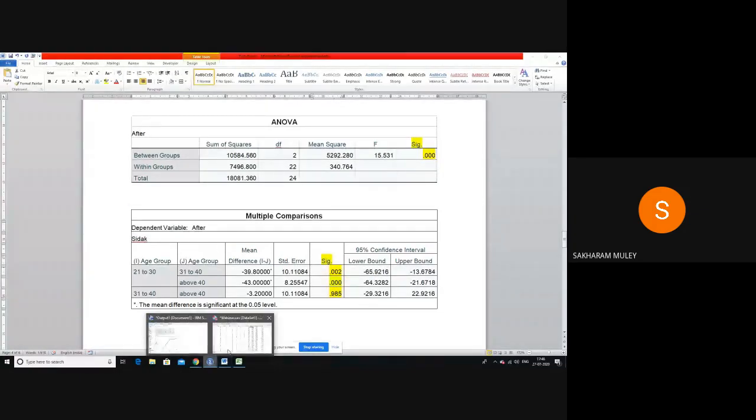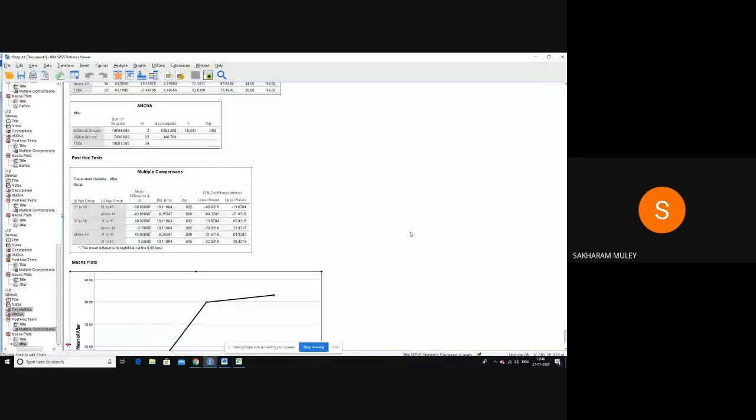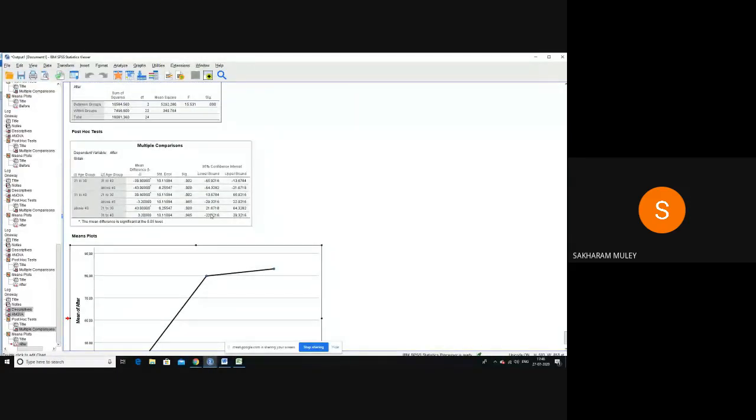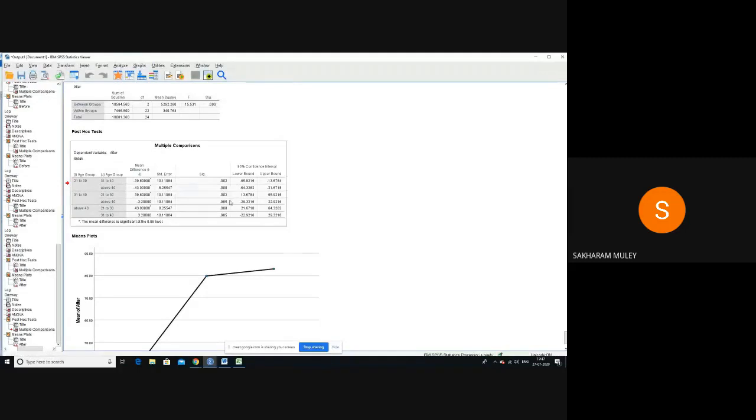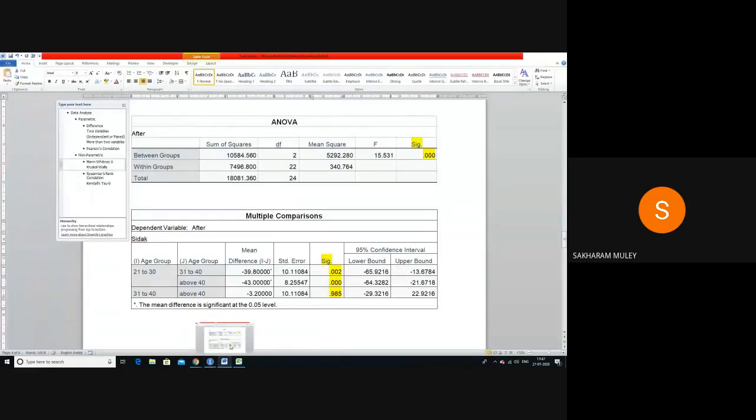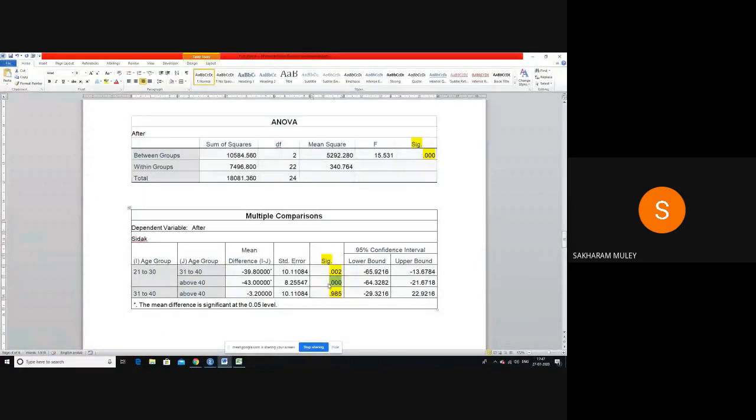If you want to see what the 0.000 is, you can go and check in SPSS. In SPSS, you will find the value is 0.000095. But as our setting is up to 3 decimal places, it only shows up to 3 decimal places. So this value 0.000 is less than 0.05, indicating that there is a significance of difference between 21 to 30 when compared against above 40.